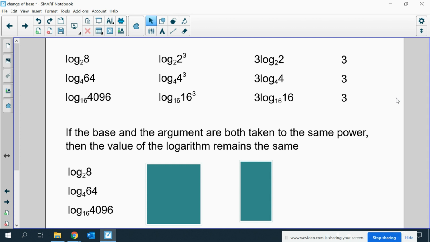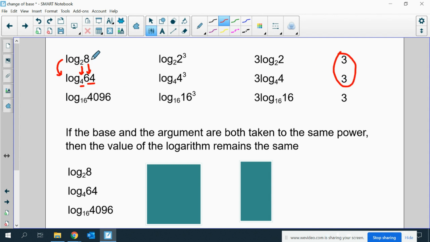So what we may notice is if the base and the argument are both taken to the same power, then the value of the logarithm remains the same. Now that may not have been as obvious unless we point this out, but notice that 4 is really 2 squared, and 64 is really 8 squared. So if I square the little number and square the big number, I ended up with the same answer.